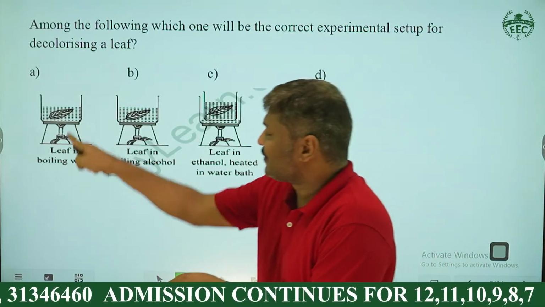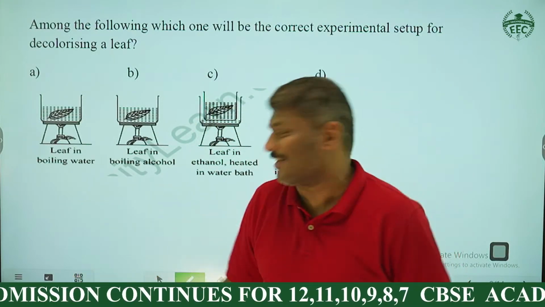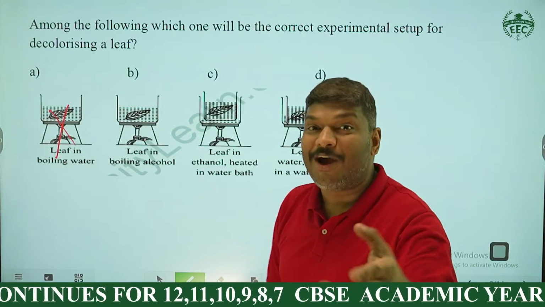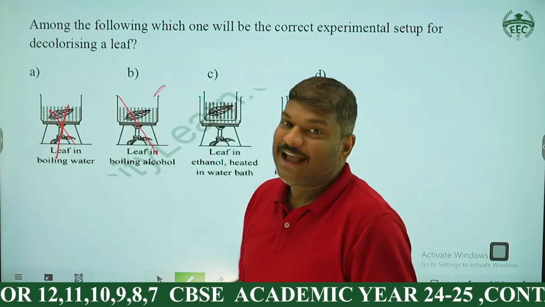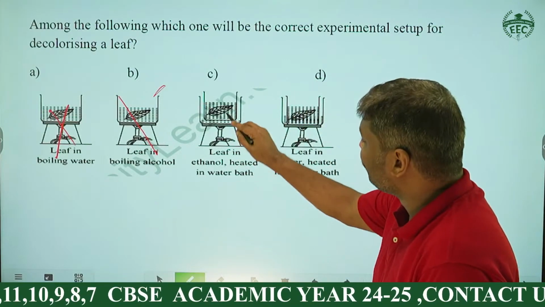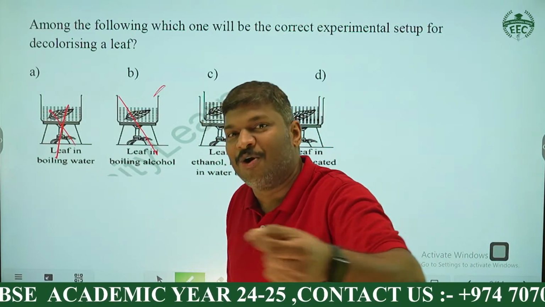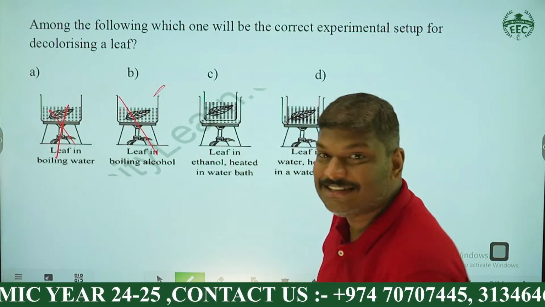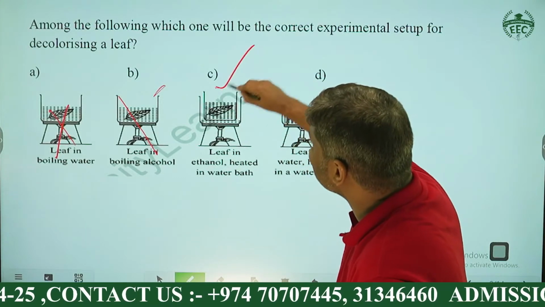So here, in the first one, the leaf is put in boiling water. If you put it in boiling water, there is no decolorization, so that answer is wrong. The second one, leaf in boiling alcohol. You are not supposed to do that, so it is also wrong. And the third one, the leaf in ethanol, ethyl alcohol, heated in a water bath, and the heat moves directly into the water, not to the leaf. This is the right answer. C is the right answer.